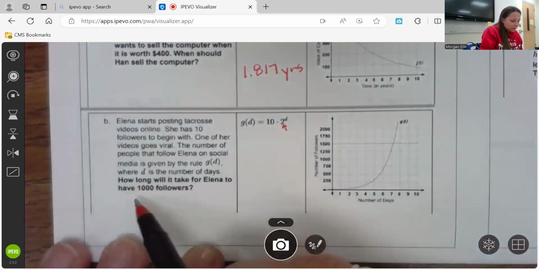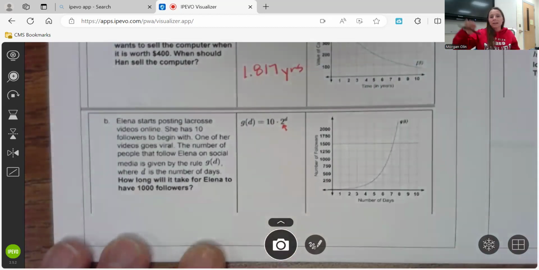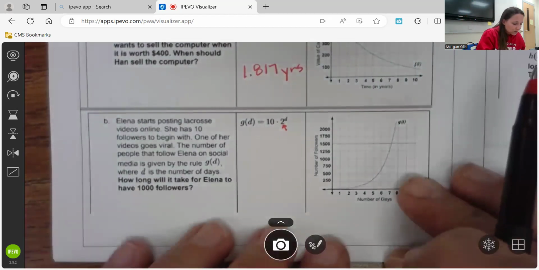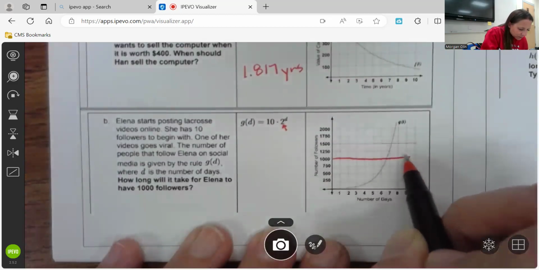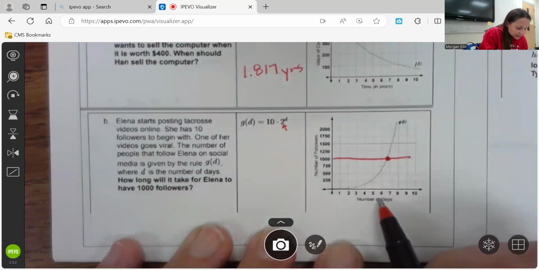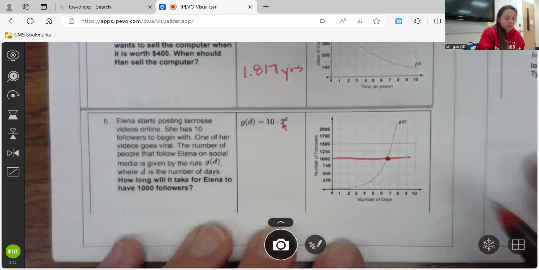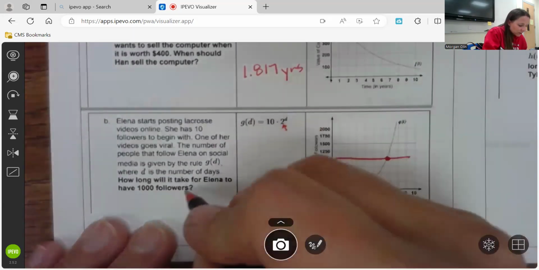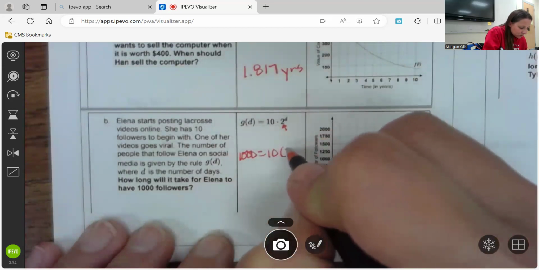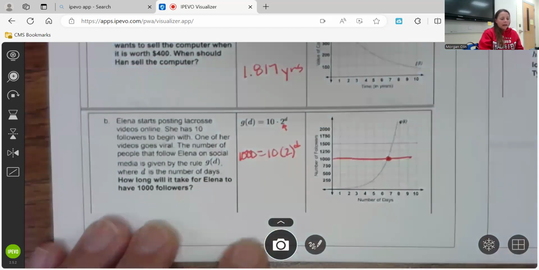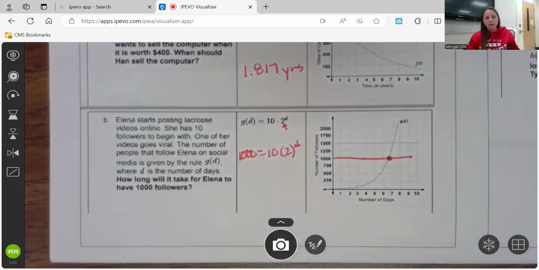How long will it take her to reach 1,000 followers? So this time it's growing. This is the number of followers right here. We want to know when this is going to equal 1,000. Here it looks like it's in between 6 and 7. To get that, we're going to set 1,000 equal to 10 times 2 to the d. Now, we're going to look at solving these by hand, but we can also solve them on the calculator.